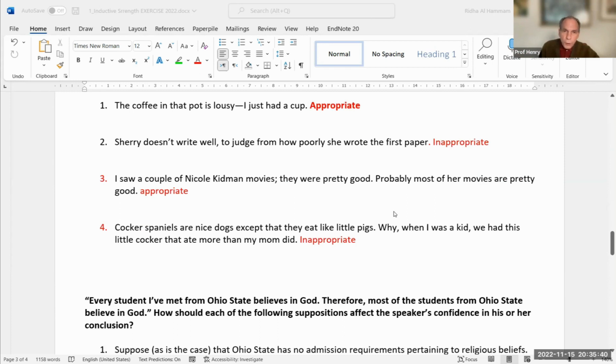Coffee. Okay, appropriate, inappropriate. Second one, inappropriate. Why is that inappropriate? Because it depends only on a small sample. The generalization was based on one sample only, one sample of writing one paper. God forbid I should base your final grade on one sample of your work. That's what we have. See, I'm not that bad.